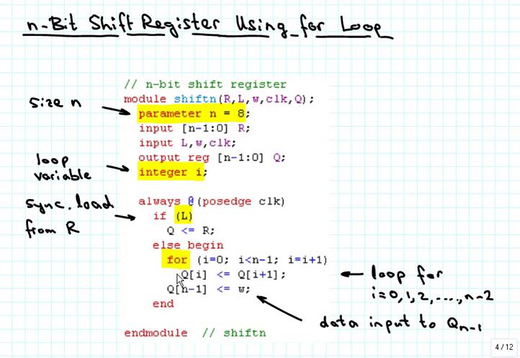So we go from Q[i+1] to Q[i] for i going from 0 up to n minus 2. It's less than n minus 1. And then the last one, Q[n-1], into this one we are reading W, which is the data input that comes from the outside into the shift register.